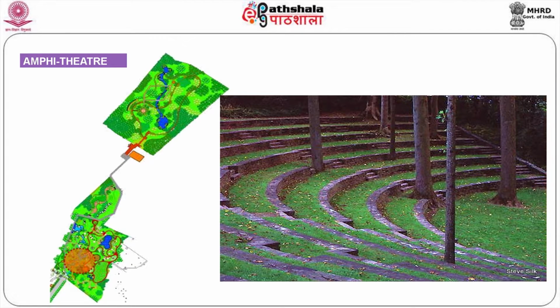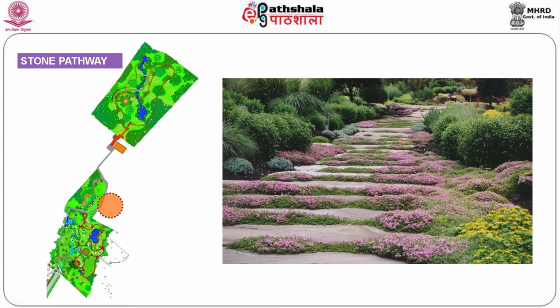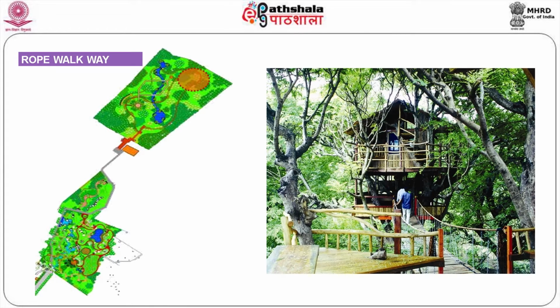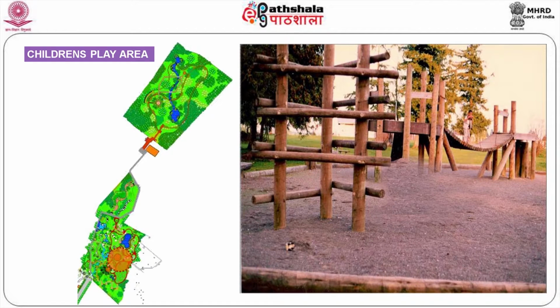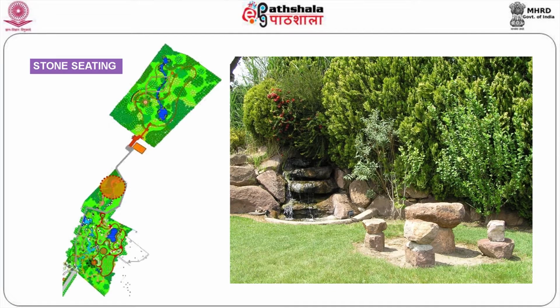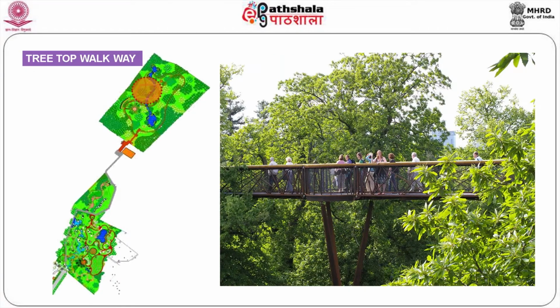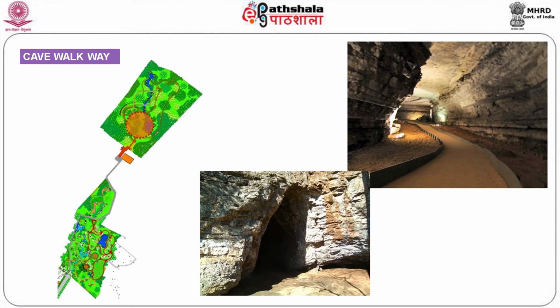Amphitheaters, a walkway with Kurinji flower on the ground, tree houses, a walkway for the tree houses, a play area for the kids with wooden logs and wooden materials, the waterfall, stone seatings, tree walking, caves.